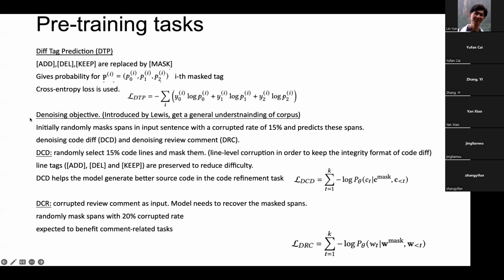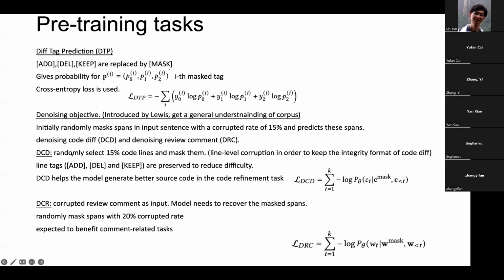And the second task is called denoising objective. They said it's previously introduced and popularly used in natural language processing. This task is to get a general understanding of the corpus. In the original idea, people randomly mask words in an input sentence with a corrupted rate of, for example, 50%, and then they predict what these words are. In this model, they have two types. The first one is called denoising code diff, DCD, and the second one is called denoising review comment.